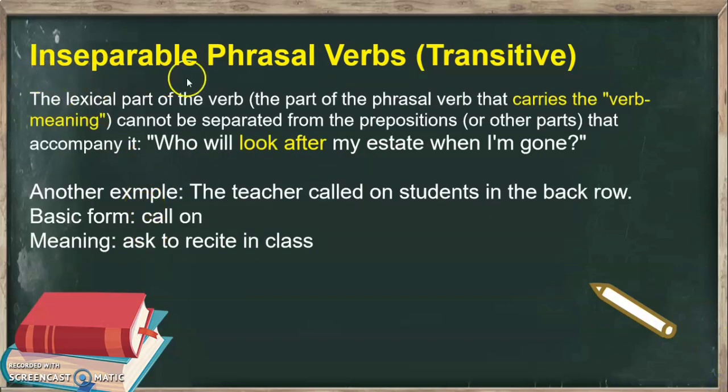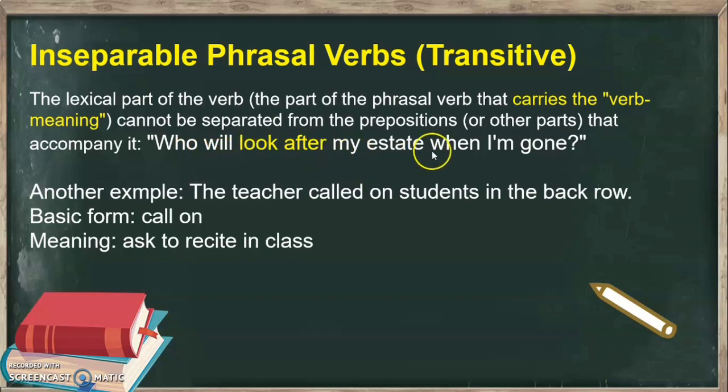Now we have inseparable phrasal verbs. These are the transitive ones. It means that they carry the verb meaning. If they carry the verb meaning, they cannot be separated. If you separate them, the verb will lose its meaning. So this is an example: who will look after my estate when I'm gone? So you cannot separate these two.